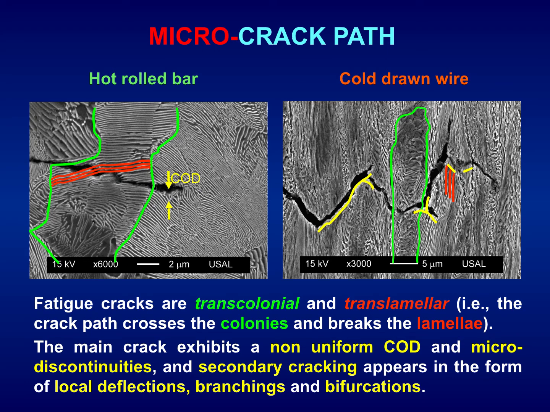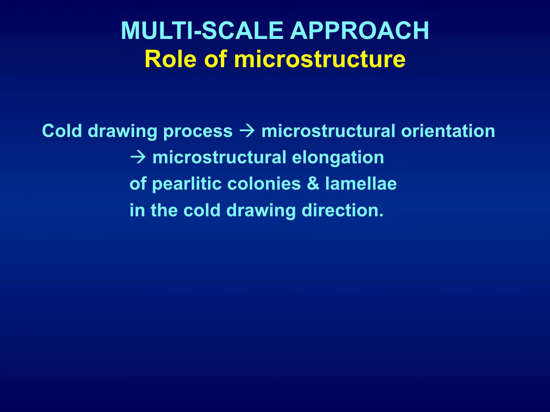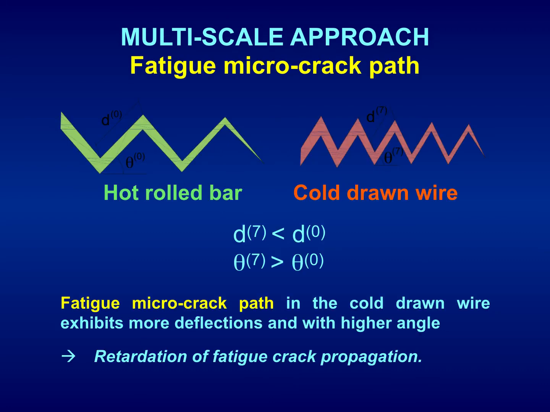Secondary cracking appears in the forms of local deflections, branches, and bifurcations in yellow color. The cold drawing process produces a microstructural orientation, a microstructural elongation of pearlitic colonies and lamella in the cold drawing direction. With regard to this multi-scale approach to the fatigue microcrack path, here we have a schematic of the microcrack path in both the hot roll bar, green color, left, and cold drawn wire, orange red color, right.